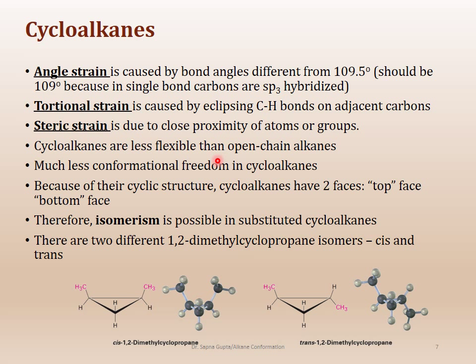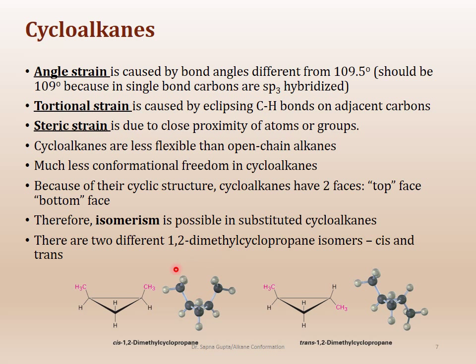Cycloalkanes are less flexible because, yeah, they're cyclic. Okay, you can't rotate them or anything like that. But because of their cyclic structure, they have a top face and a bottom face. Okay, and that's an important thing because now, because of that, you start having isomers. All right, and so isomers occur where you have the same molecular formula but different structures. Okay, and in this case, we're going to call them cis and trans isomers, which are also called geometric isomers.